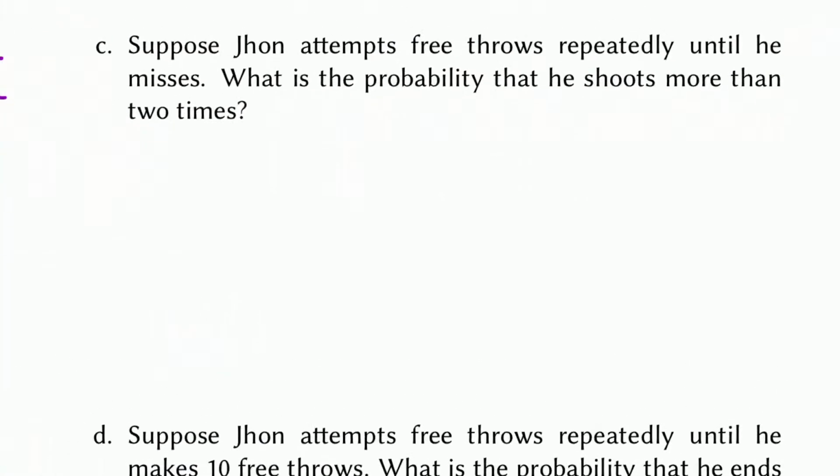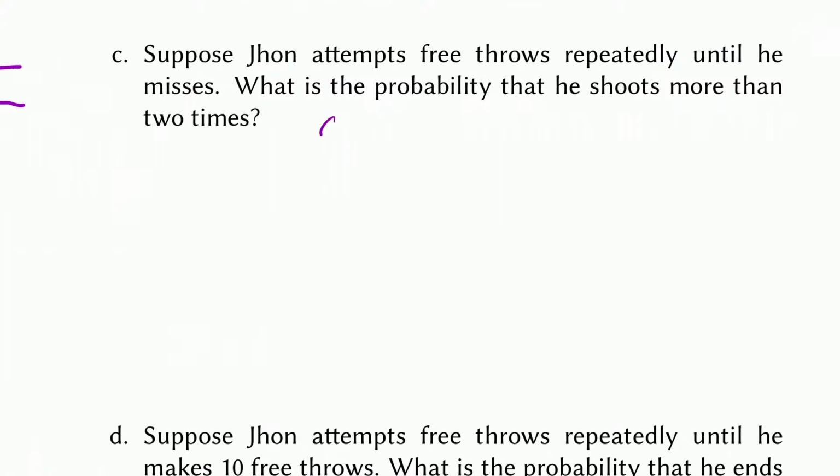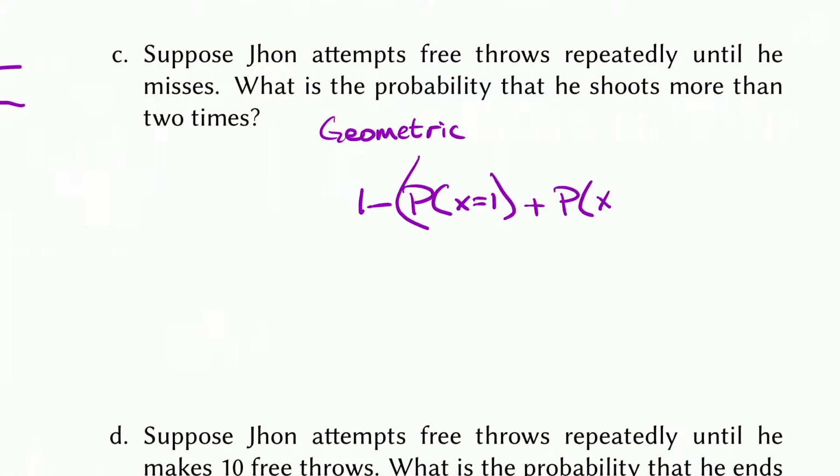Free throws until he misses. Okay, so that's geometric, because you're doing something until you succeed, which in this case, success means missing. So you're going to do this over and over again until you miss. And so the probability he shoots more than 2 times, well, that's going to be 1 minus the probability he shoots once, plus the probability that he shoots twice. So remember, what we're saying here is we're going to keep throwing until we miss.